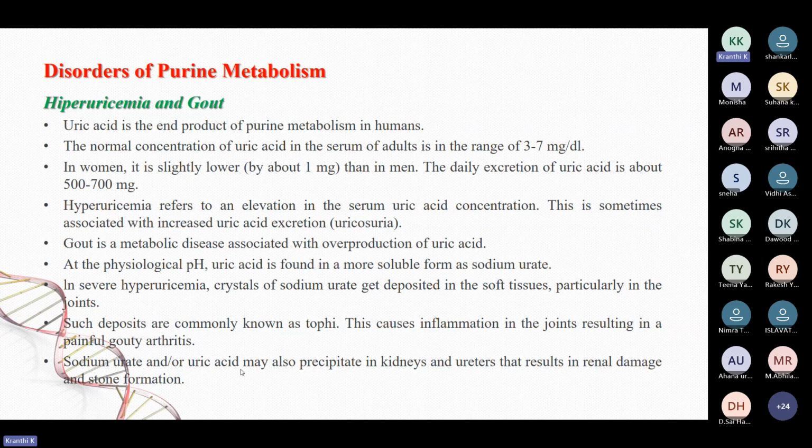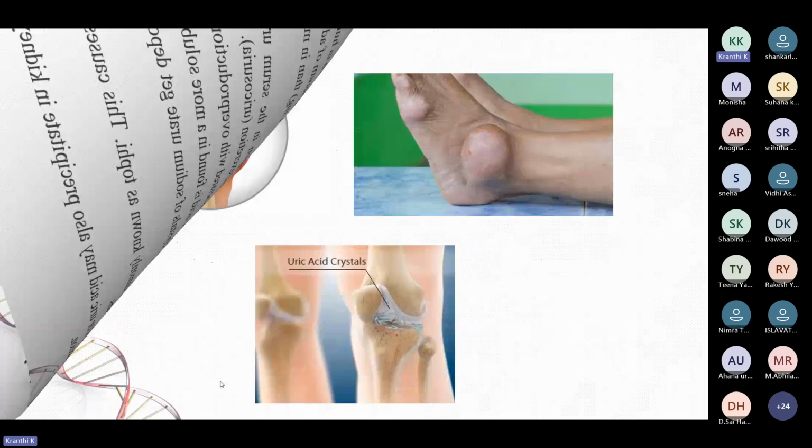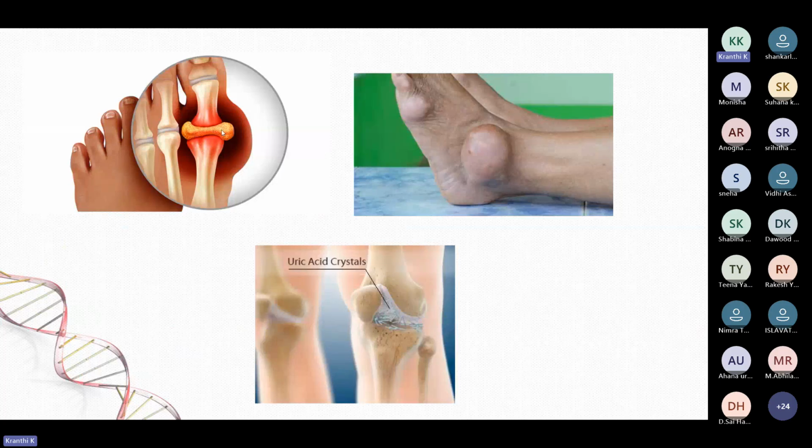Tophi cause inflammation in the joints, resulting in painful gouty arthritis. Sodium urate or uric acid may also precipitate in the kidneys and ureters, resulting in renal damage and stone formation. So this sodium urate may form in the joints, causing gouty arthritis. This is called gouty arthritis pain, from uric acid crystals along with the sodium.